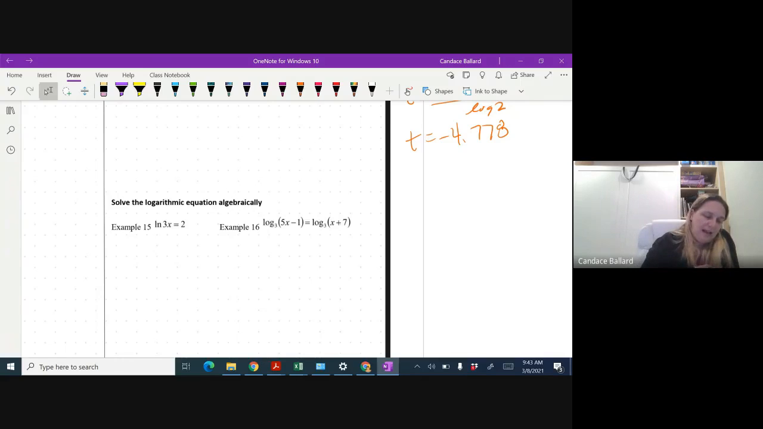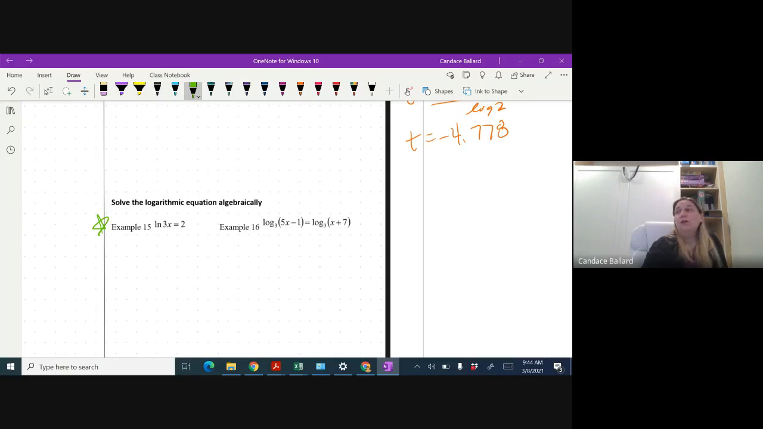So in number 15, I have to reverse a natural log, okay? We learned a really fancy word last week. Does anybody remember the really fancy word for what we have to do to this? Who remembers the really fancy word? It starts with an E. Oh my goodness. Nice work, everybody. You guys are awesome.